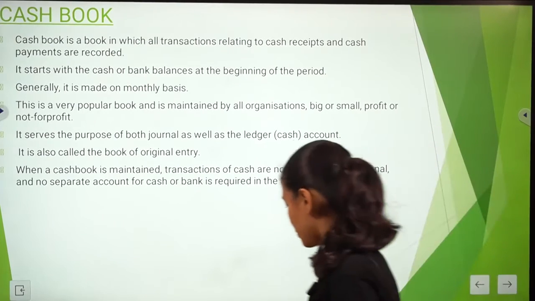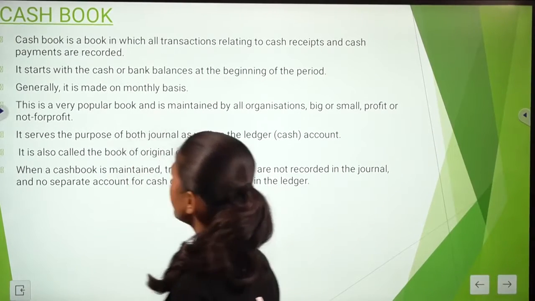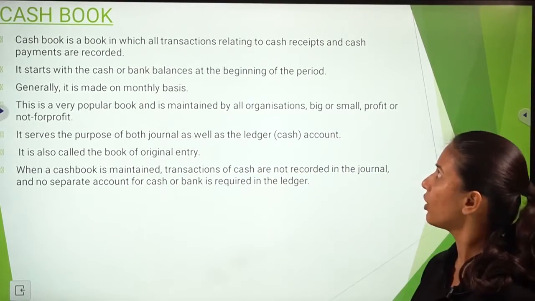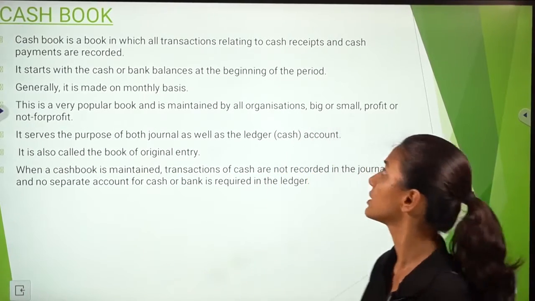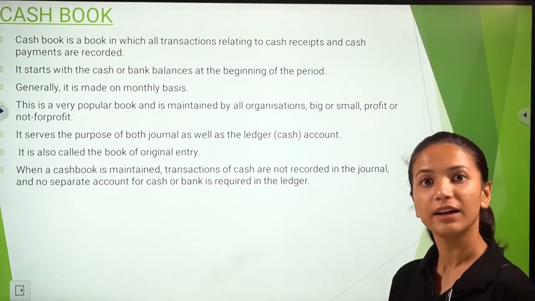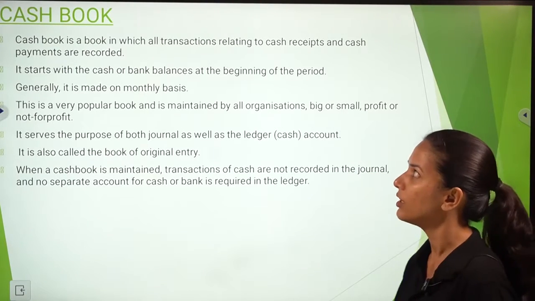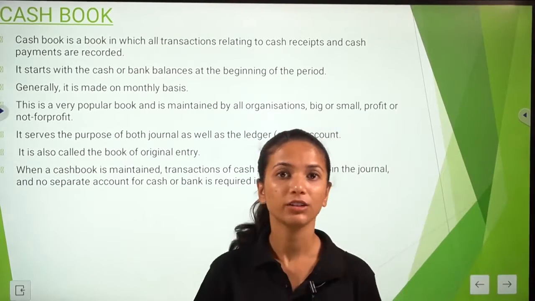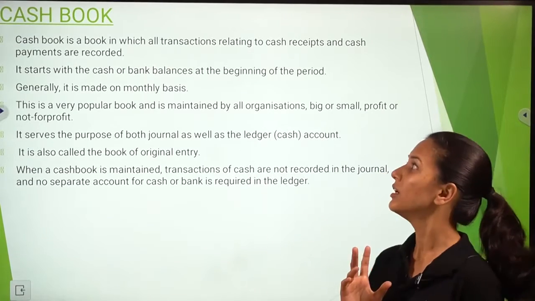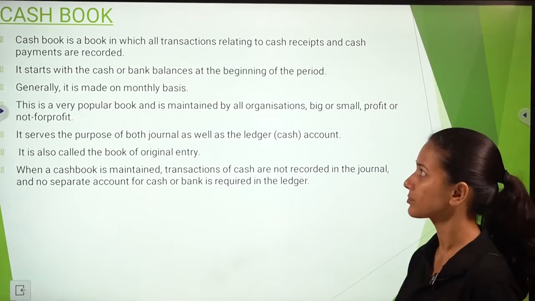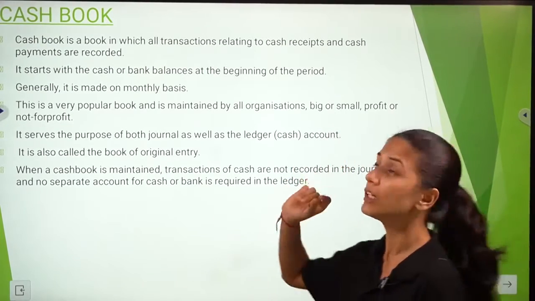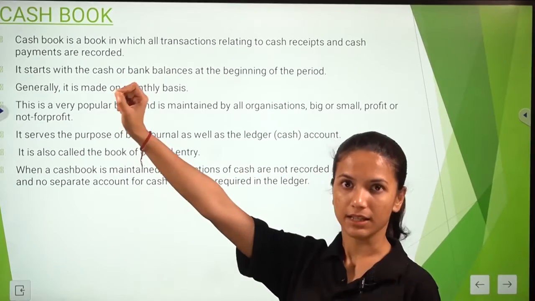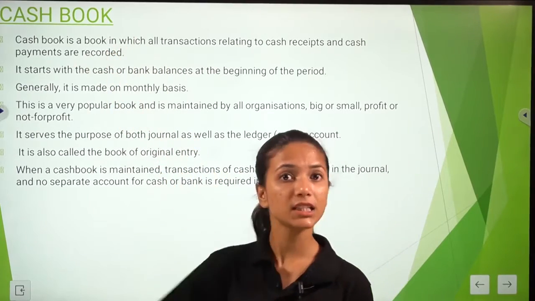Let's start with the cash book. What do you mean by cash book? Cash book is a book in which all the business transactions relating to cash receipts and cash payments are recorded. It starts with the cash balance or the bank balance at the beginning of the period, that is your balance b/d.